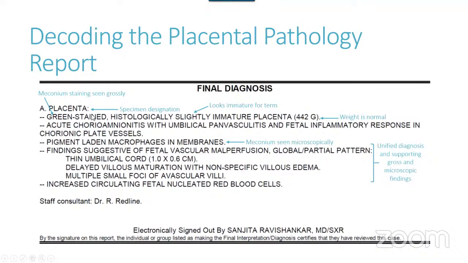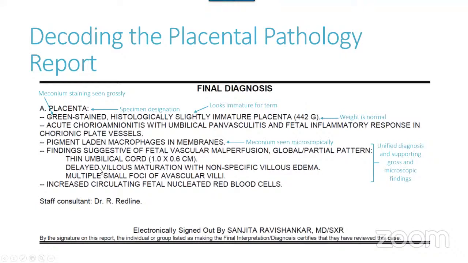So usually gross findings go near the beginning of our report, but when our gross finding is supportive of a unified diagnosis, we actually move it down under the unified diagnosis header. So in this case, we had findings that were suggestive of fetal vascular malperfusion, the global partial pattern. And one of those findings we saw was the thin umbilical cord. So again, less than a centimeter in diameter, actually down to 6 millimeters in diameter, so really quite thin.